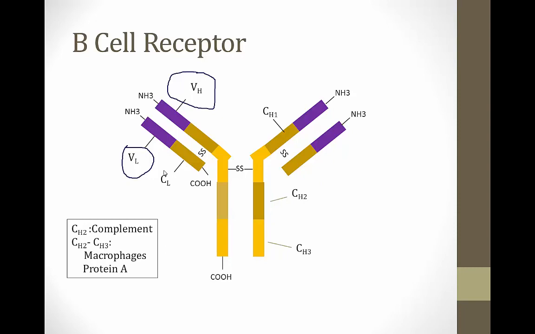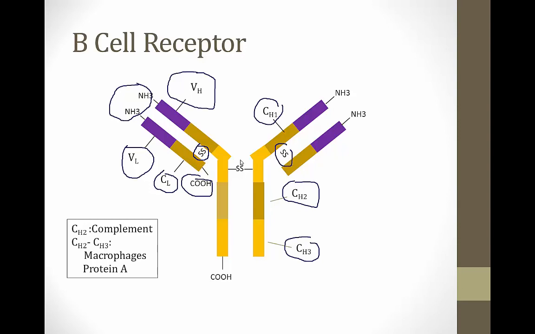The light chains have 1 constant region, which I'm circling right here, and then the heavy chains have 3 constant regions, which I'm circling here, all shown in brown and yellow in this diagram. The variable regions end in nitrogen groups and the constant regions end in carboxy groups, and then there are several disulfide bridges that connect these structures together. There's a disulfide bridge right here that connects the heavy and light chains, and another one right here, and then there's a disulfide bridge in the middle that connects the 2 heavy chains.